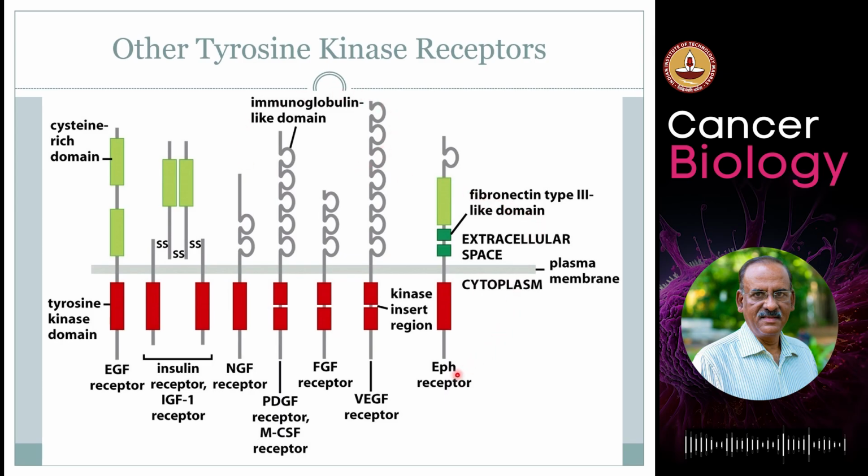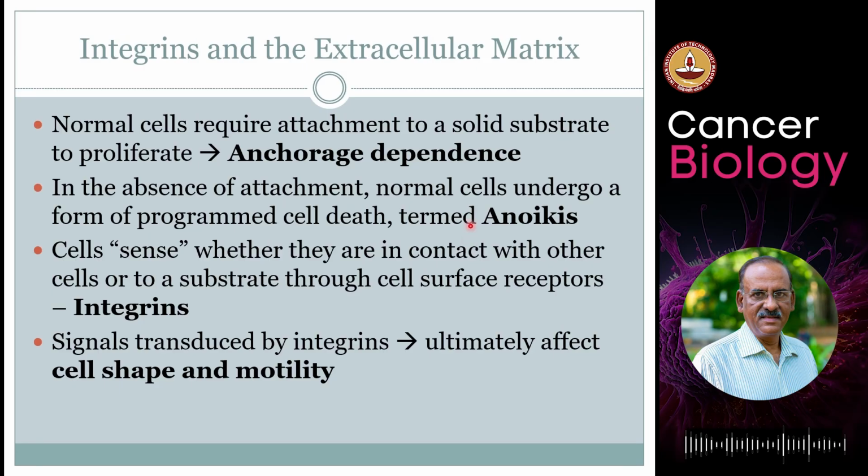And some other receptor tyrosine kinases, such as F receptor, they contain fibronectin type 3-like domains. So you have to understand that there are different receptor tyrosine kinases and they contain different kinds of domains on the extracellular portion. Integrins also play an important role.